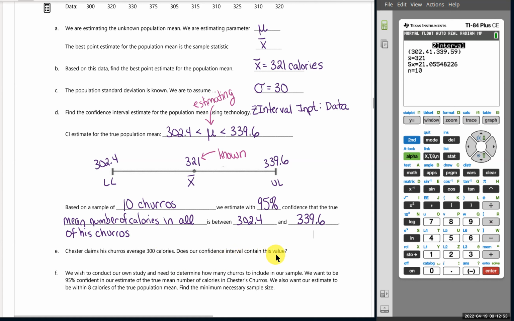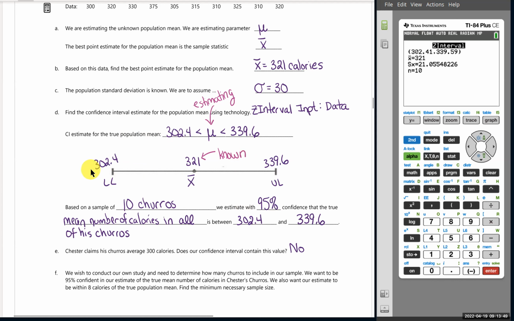So it says Chester claims his churros average 300 calories. Does our confidence interval contain this value? So 300 is not between these two numbers, right? 300 is below 302.4. So I'm getting the impression that Chester could be wrong. He says that the average is 300, but I'm 95% confident the average is actually higher, somewhere between these two values. So that is the general idea with inferential statistics. When we use a sample to approximate a population parameter, we're not 100% sure we're correct. And in this case, I would challenge Chester and say, I know you say the average is 300, but based on my research with these 10 churros, I think that the mean is actually higher and somewhere between those two values.